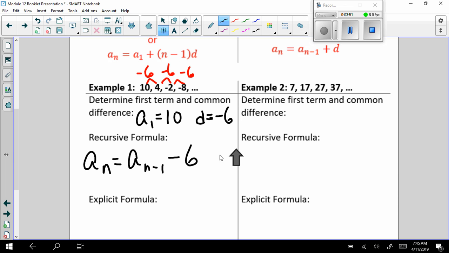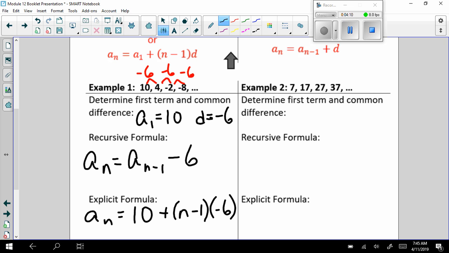Okay, my explicit formula. This time I'm going to replace the a sub 1 and replace the common difference. So a sub n, a sub 1 gets replaced with 10, plus n minus 1 times -6.